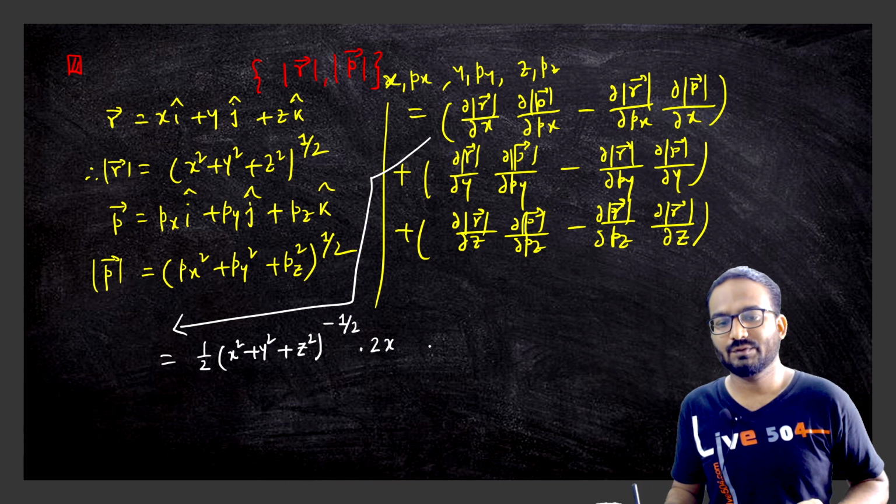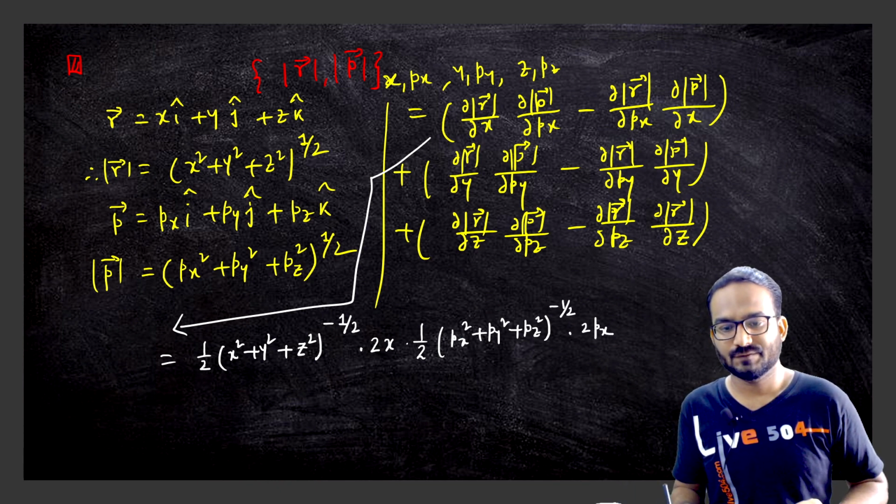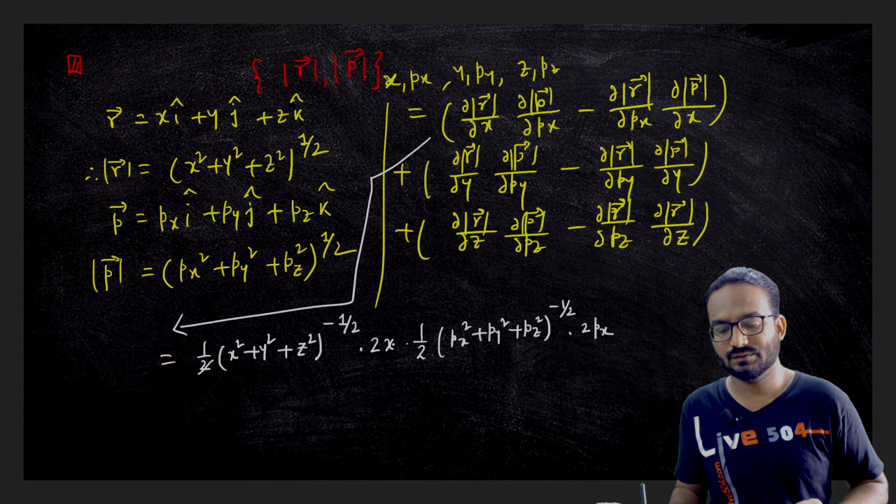Del p by del px will give you a similar type of term: half times px square plus py square plus pz square to the power minus half, into 2 px. You see, the 2's get cancelled. What are you left with?